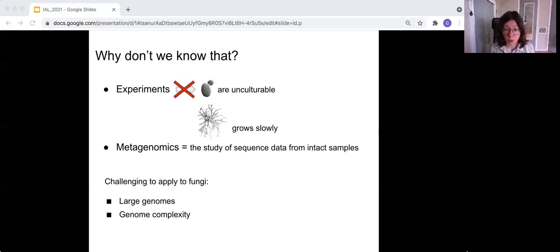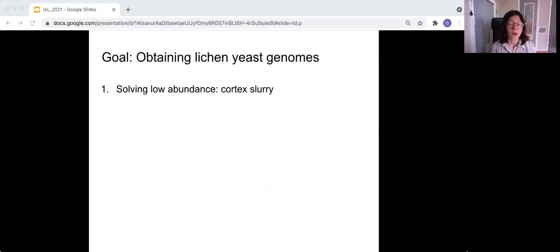But then there is another problem specific to lichen yeasts. The problem is that the yeasts are present in lichen symbiosis in very low abundance. And that makes it hard for us to get enough sequence data from them, because any given data set would be absolutely swamped with the genomic information from the Lichenomycete and the alga. One of our goals was to overcome these challenges and get lichen yeast genomes.